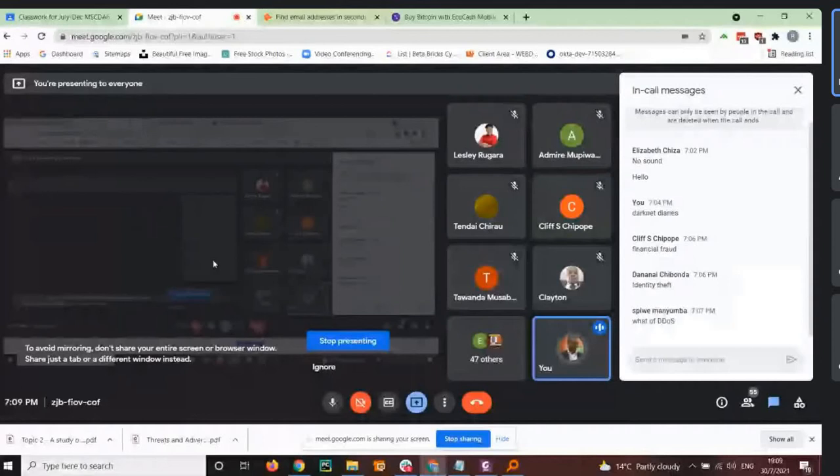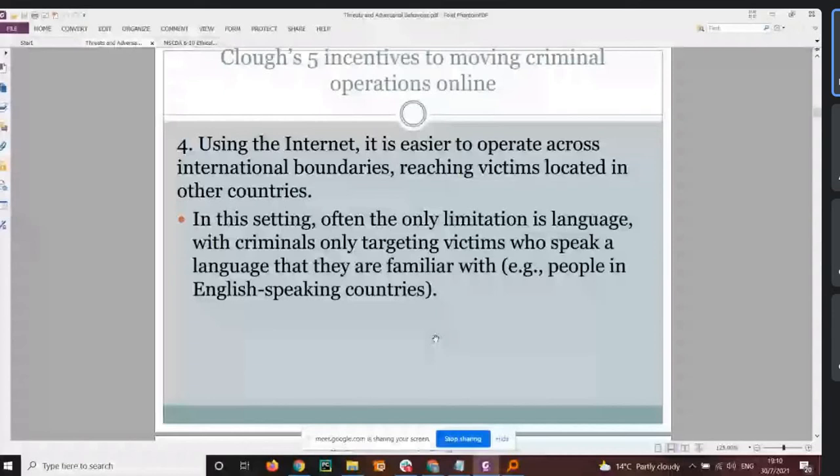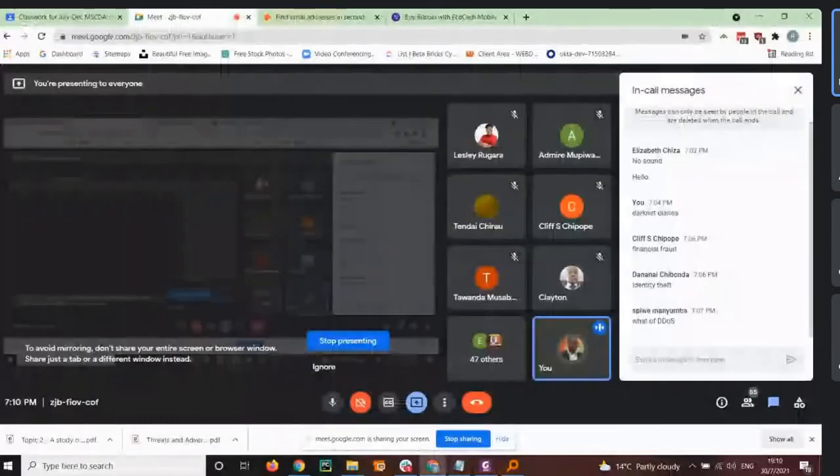Then the fourth incentive is that using the internet, it is easier to operate across international boundaries, reaching victims located in other countries. Any examples of crimes which may fit this bill? I know people are putting things in the comment section. Any guesses or thoughts on this one?